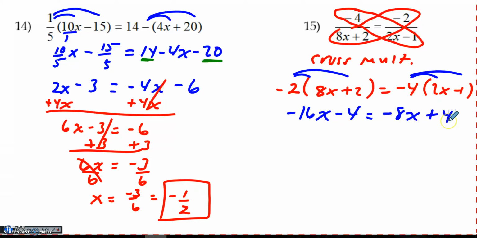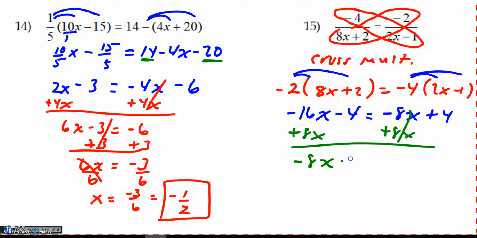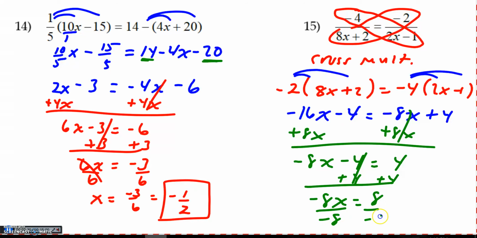plus 4. If, like number 14, I now want to get the x's together and I add the 8x over here as a possibility, I will get negative 8x minus 4 equals 4. I then would add the 4 to the other side. So I would get negative 8x equals positive 8. When I divide both sides by negative 8, my answer would be x equals negative 1. And also, just like number 14, if you took the negative 1 and plugged it back into the original equation, both sides should be equal.